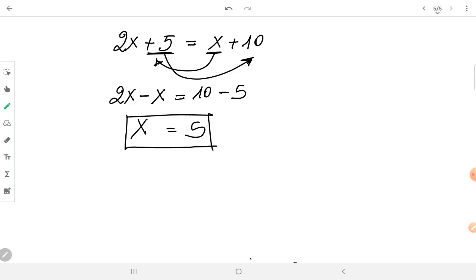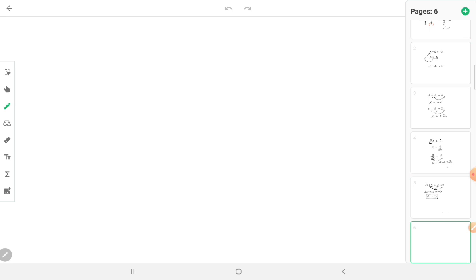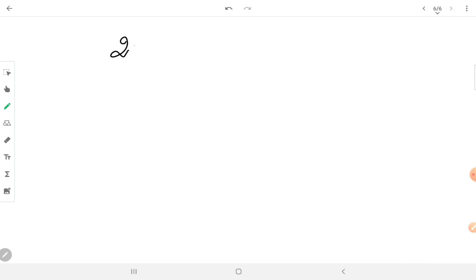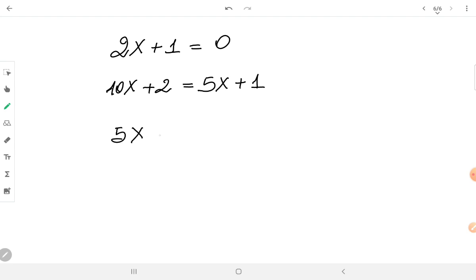You can try to solve the following equations. 2x plus 1 equal to 0. 10x plus 2 equal to 5x plus 1. 5x plus 7 equal to 5. Okay. Let's see this in the following lesson.